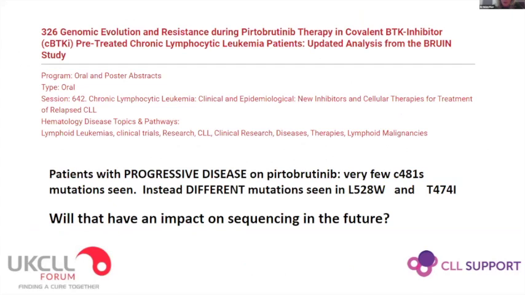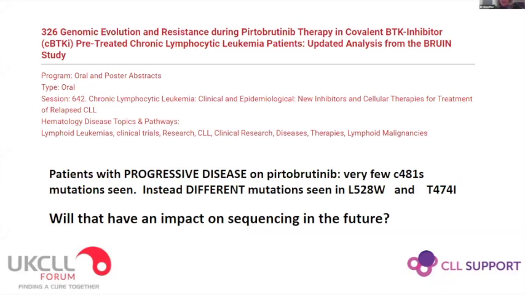And I've just brought this up, and George kind of mentioned this a little bit just before we started this talk. And I think this probably will become more important as we learn more about this. This was another abstract presented at ASH 2023, specifically related to pirtobrutinib. And this was talking about the genomic evolution that had been detected in patients who progressed on pirtobrutinib. In patients with progressive disease on pirtobrutinib, we've seen that the C481S mutation, that's a problem for covalent BTK inhibitors, isn't an issue for pirtobrutinib, and they weren't seeing new acquired mutations in C481S frequently at all in patients progressing on pirtobrutinib. But they were seeing different mutations at different sites, L528W and T474I.